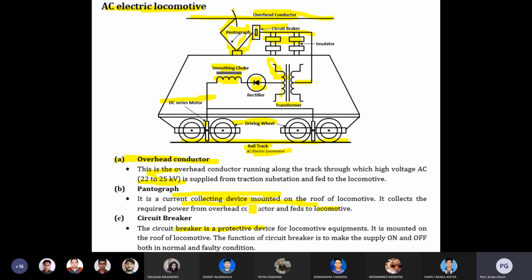The pantograph collects the required power from the overhead conductor and feeds it to the locomotive. These are all very common. Then the circuit breaker is there, a protective device required for the locomotive, mounted on the roof of the locomotive. The function of the circuit breaker is to switch on and off, in both the normal and the faulty conditions of your wire. So it can be controlled directly, based on the conditions.